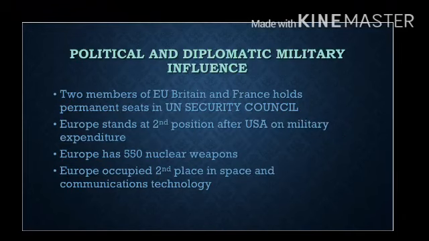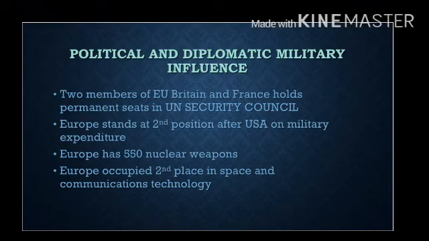Now we are going to talk about political, diplomatic and military influence. Two members of the EU, Britain and France, hold permanent seats in the UN Security Council. There were 5 countries with permanent seats in the UNSC, and among the EU members these were Britain and France. Europe stands at second position after the USA in military expenditure. It means the USA is the first country that spends the most on the military, and after the USA there is Europe.